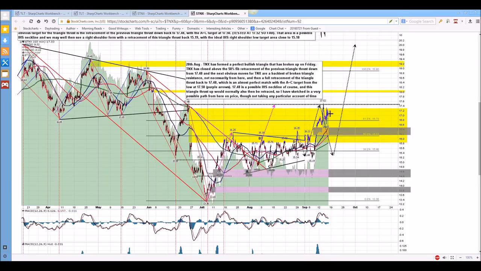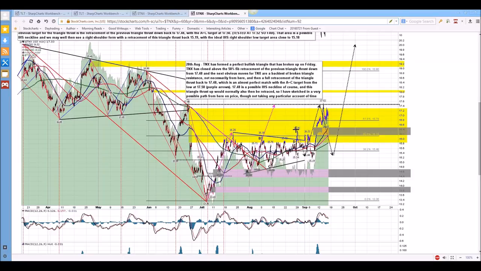Now cycles are suggesting this is going to go higher. I would love for it to reverse here and retrace the triangle thrust, because that would set up a really, really nice IHS, which would then set up the next big move down in bonds. So this is a lovely example, but see how predictable this was.